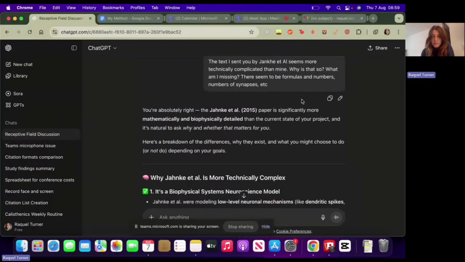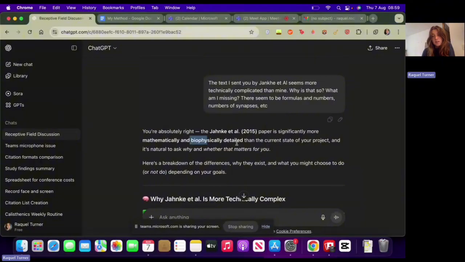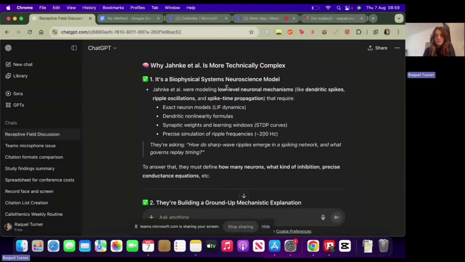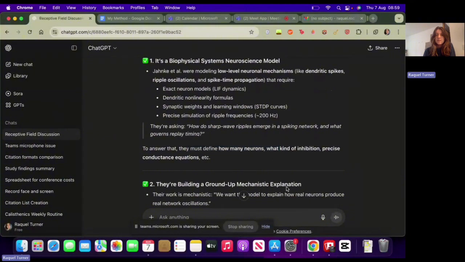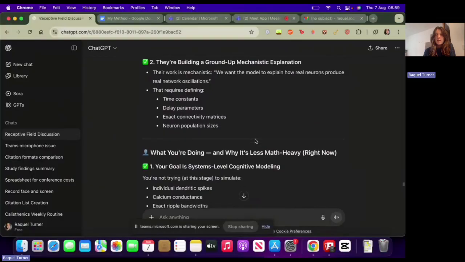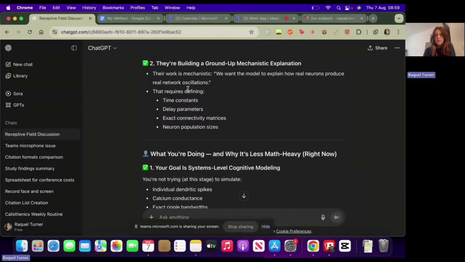So it did tell me it's more mathematically and biophysically detailed than the current state of my project. It told me why it's more complicated. They're modeling low level. I'm not going to read everything, but it's a biophysical systems neuroscience model, so they need to have everything: neurons, what kind of inhibition, precise conductance equations. They're building a ground-up mechanistic explanation, so they want to see how real neurons produce real network oscillations.